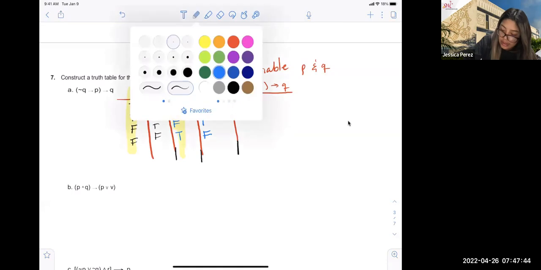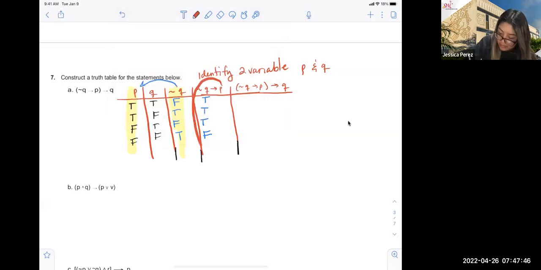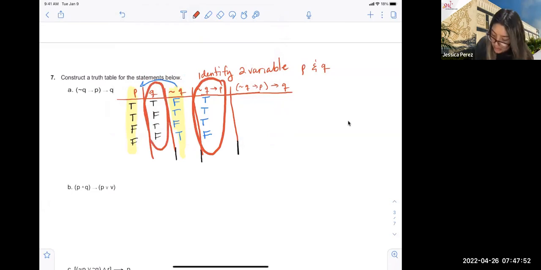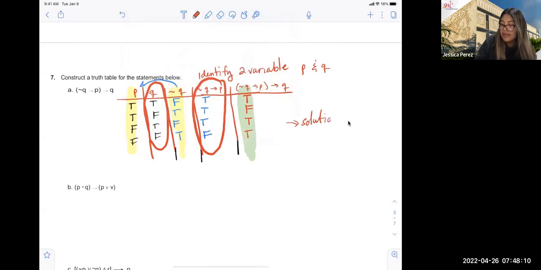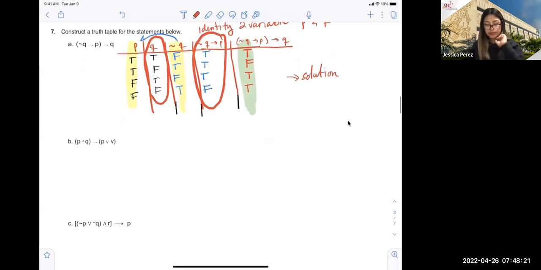Now you're looking at this column implies Q. So T implies T is a T. T implies F, that's an F. F implies T, that's a T. F implies F, that's a T. So your solution is exactly this column. So please be very careful on noticing your antecedents. You have to be very careful with your truth tables.